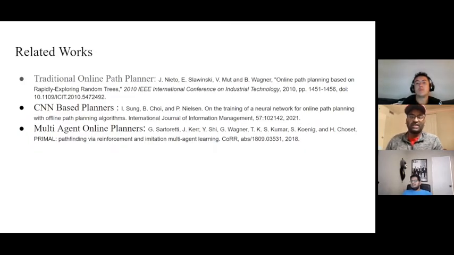And the state of the art when it comes to online path planners is PRIMAL from Sartoretti et al. PRIMAL is a deep reinforcement learning based planner which trains the model to learn from thousands of robots. And whenever the agent is stuck, it uses an expert planner to alleviate the problem and learn from the expert planner so that it doesn't repeat the mistake again.